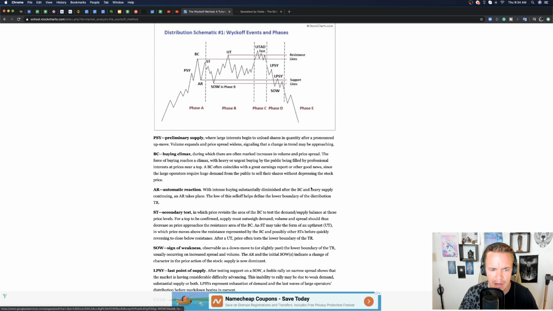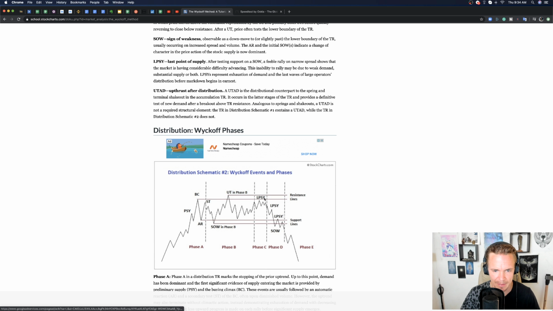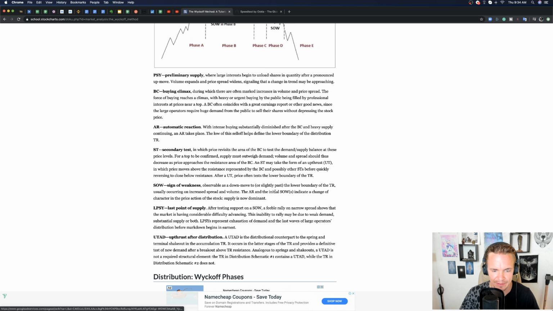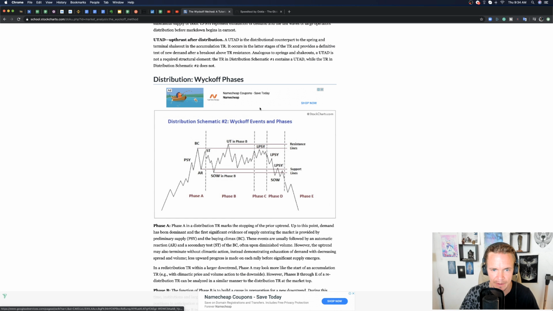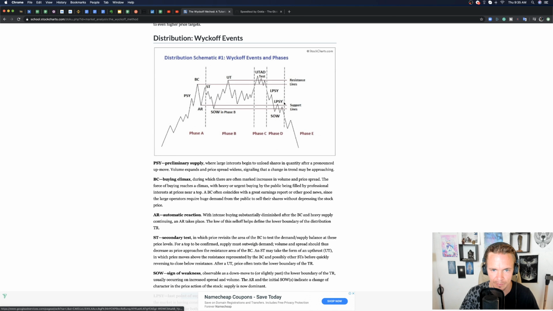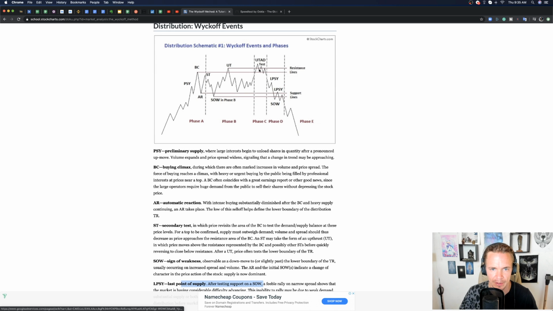Now, I've actually seen what I thought was a distribution schematic right on the top of this UTAD test or the LPSY test right here. And again, the breaking down here, last point of supply tests here, where if it closes above the resistance line, then it will continue to break out, right? So you're using these resistance lines as an area to understand the potential for the trade.